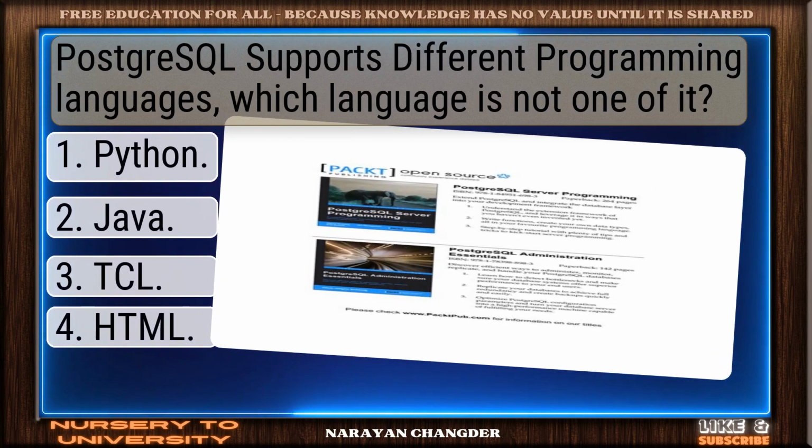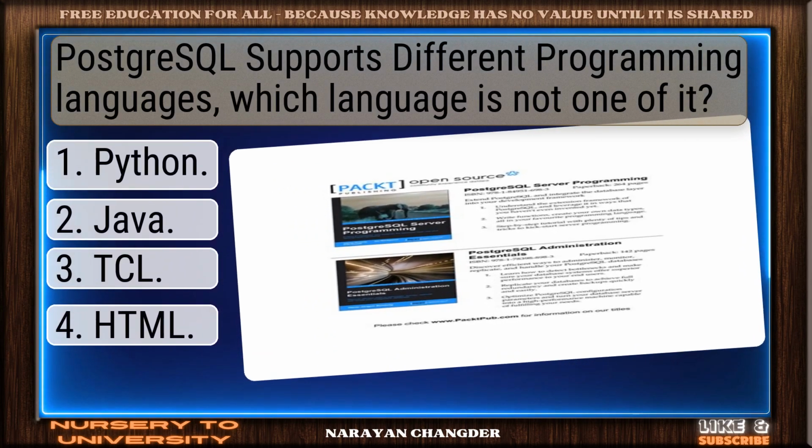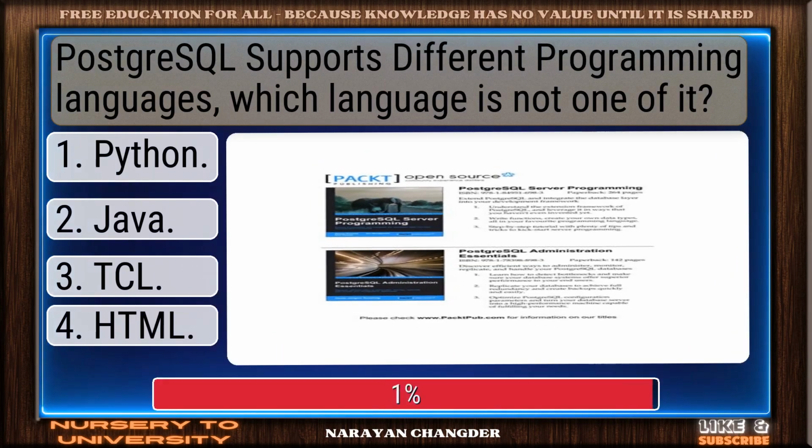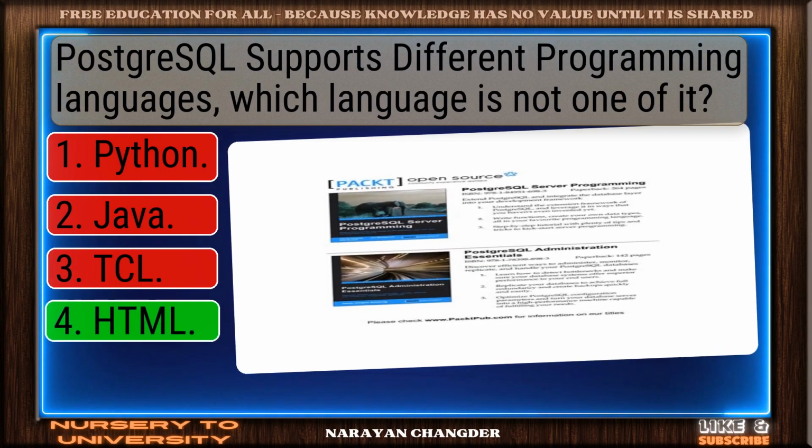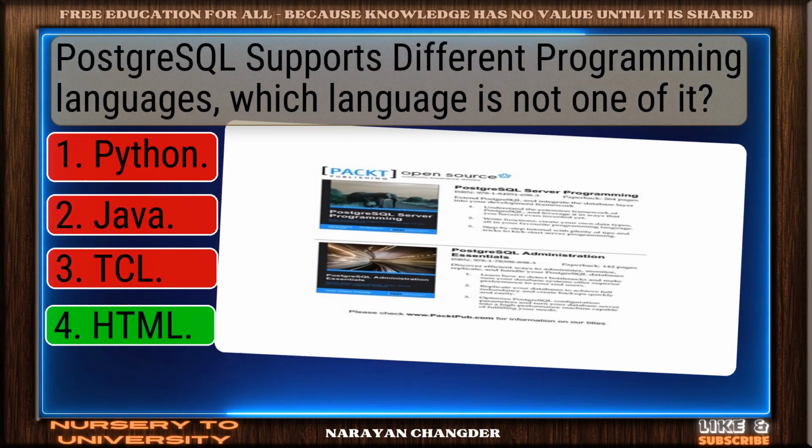Question number 17. PostgreSQL supports different programming languages. Which language is not one of them? Well-reasoned. HTML is the correct choice.